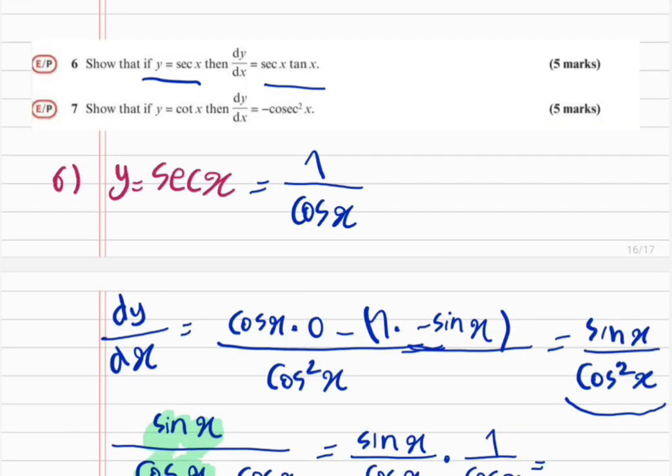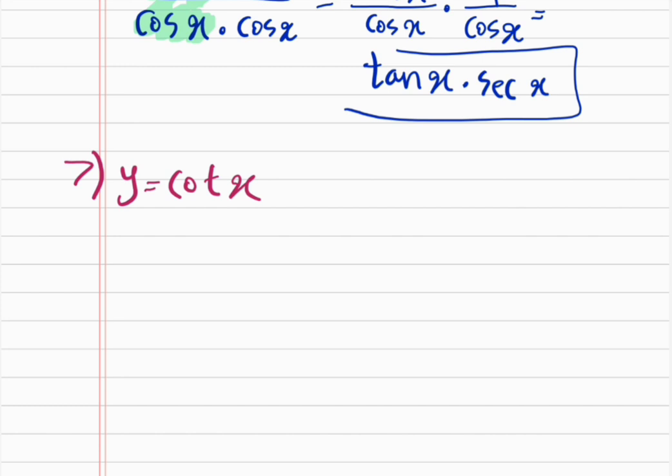Okay, question 7. We have y is equal to cot x, and we want to differentiate that and show this is equal to minus cosec squared x. Again, we use the same approach, because cot can be written as cos x divided by sine x, and in our differentiation we are going to use that form, which includes cos and sine.